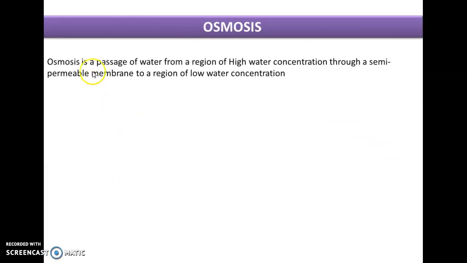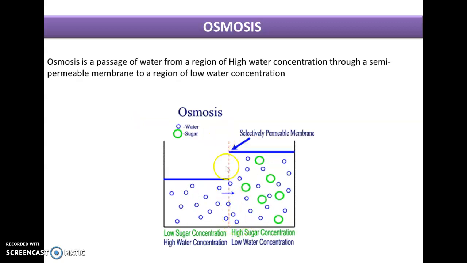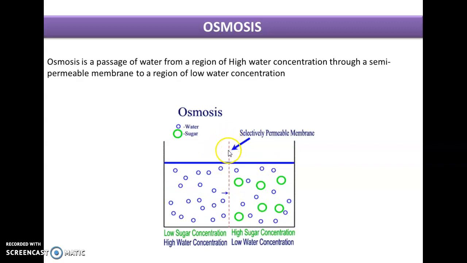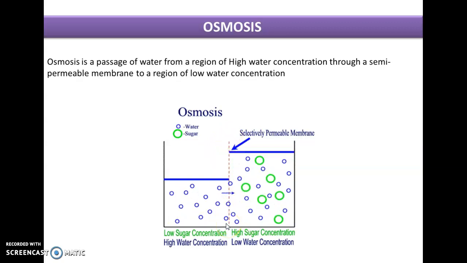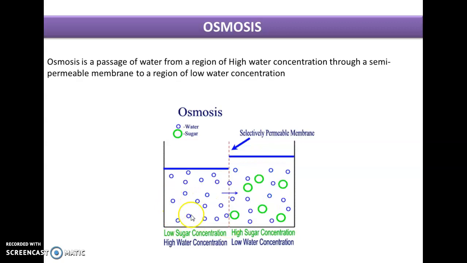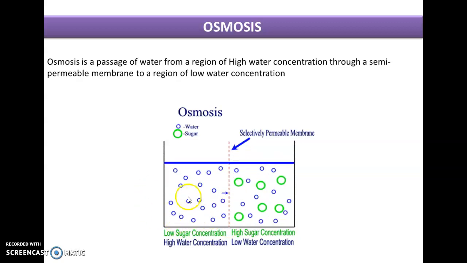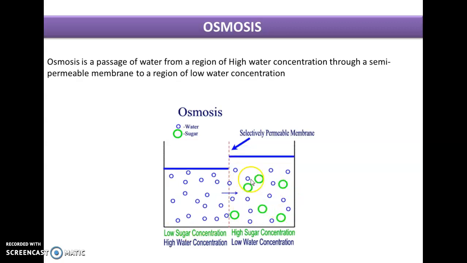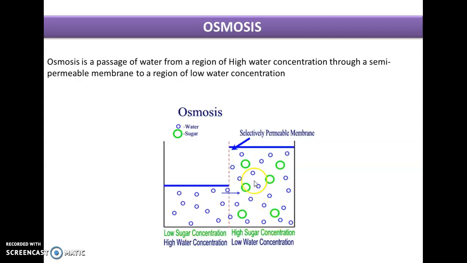Osmosis. Osmosis is a passage of water from a region of higher water concentration through a semi-permeable membrane to a region of low water concentration. In this picture, we can see that here is a selectively permeable membrane in between. On one hand, there is a low sugar concentration, meaning high water concentration. On the other hand, here is high sugar concentration and low water concentration.